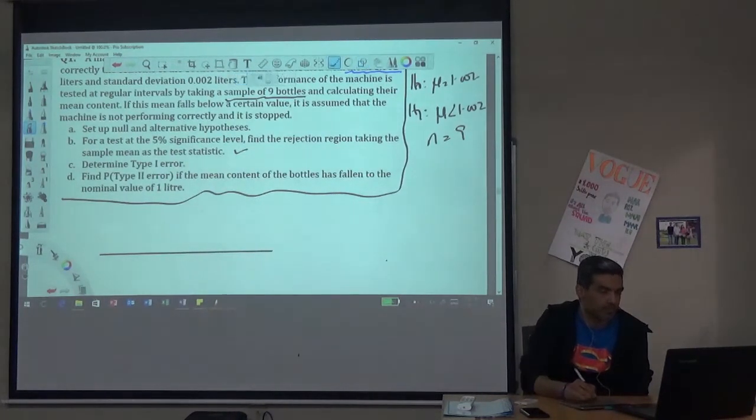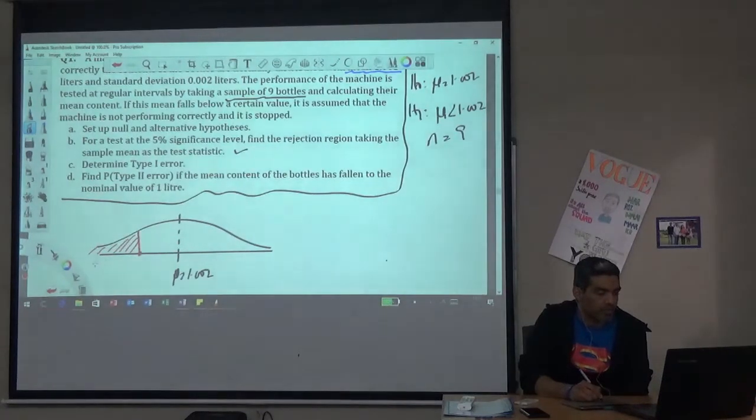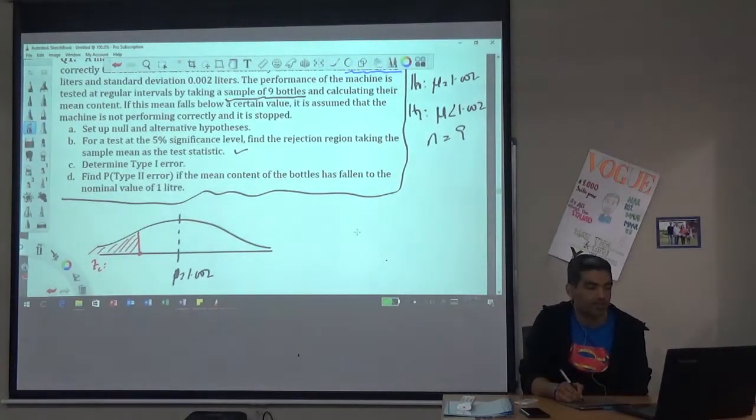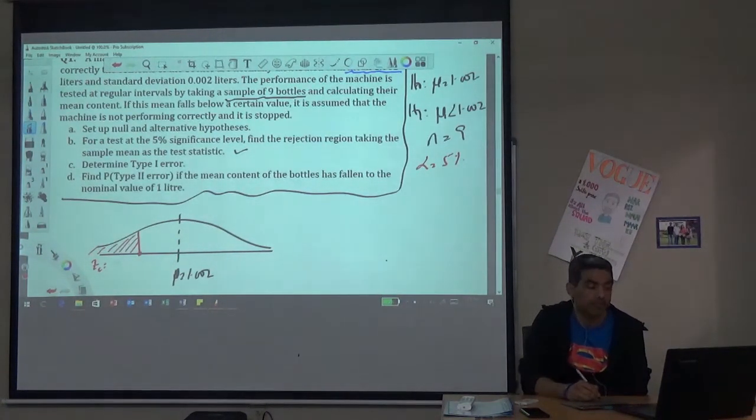So, mean 1.002 right in the middle. The rejection region on either side? No, on the left side only. Yeah, it's a one-tailed test, it's only on the left side. So can you tell me the Z critical here? I think that would be based on, yeah, your alpha is 5%, that means according to 0.95. Negative? Yeah, yeah, but what value? 1.96. No, no, not 1.96. 1.96 is for a 95% confidence interval.